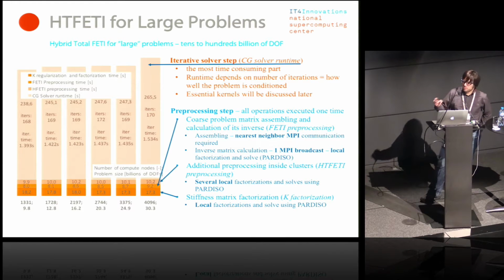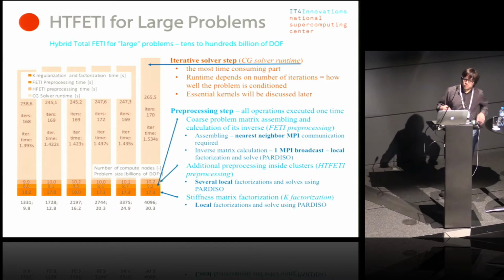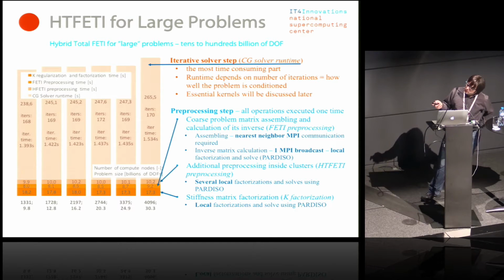which is a local operation. For each subdomain, you have to factorize the matrix. Then we have the hybrid FETI preprocessing, which is strictly preprocessing related to the hybrid FETI method that is also happening on a single node. There is no communication between the nodes, so it is still embarrassingly parallel between the nodes. Then we have the FETI preprocessing time, which is calculating the coarse problem, assembling the coarse problem, and calculating the distributed inverse of the coarse problem. And then, in this case, the most time-consuming part is the iterative solver step, which is the conjugate gradient solver in the FETI.